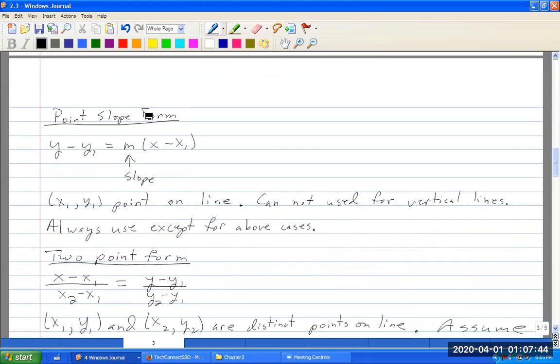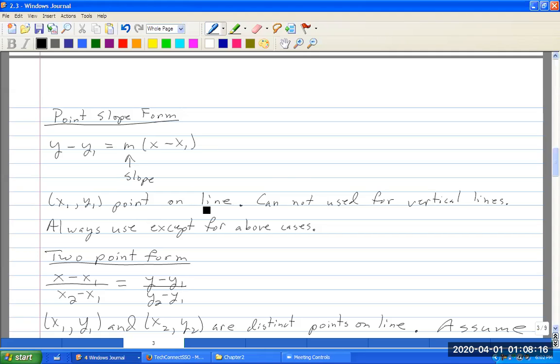The point-slope form for the equation of a line. y minus y0 equals m times x minus x0, where m here is the slope of your line, and x0, y0 is a point on the line. Since we have an equation involving a slope, it therefore cannot be used for vertical lines. In general, this is the form that is the easiest to use.